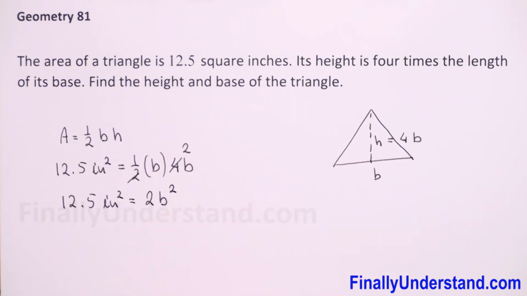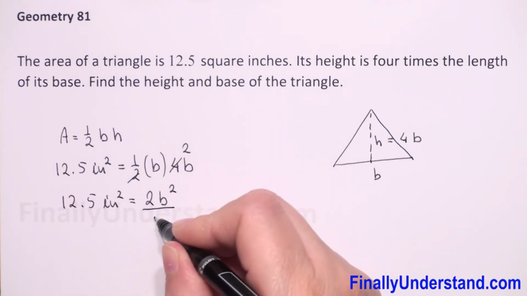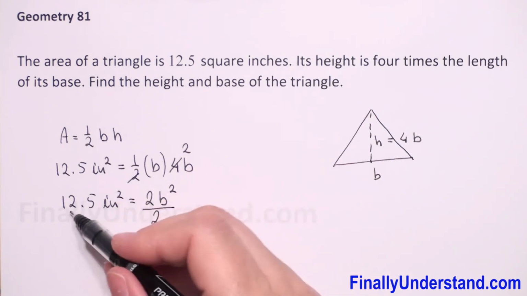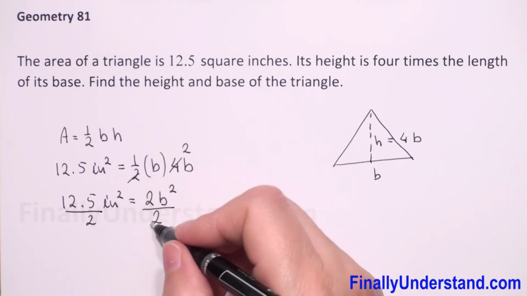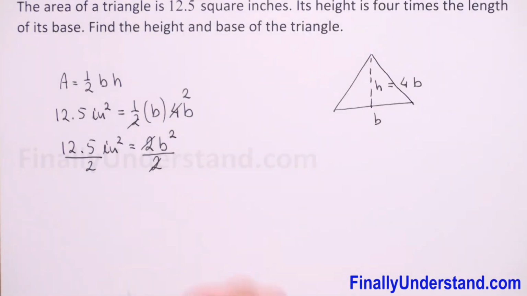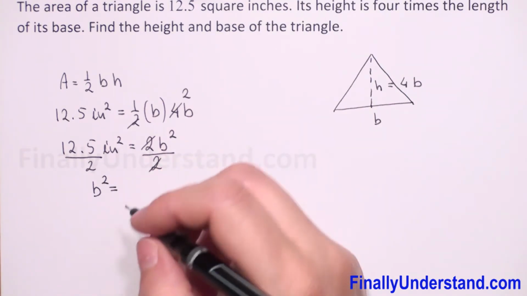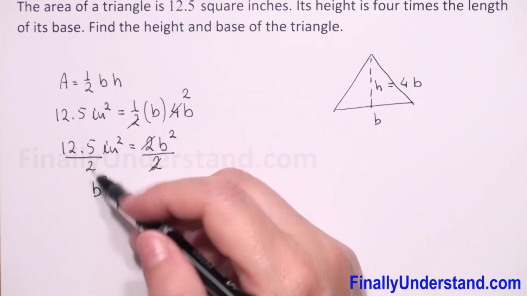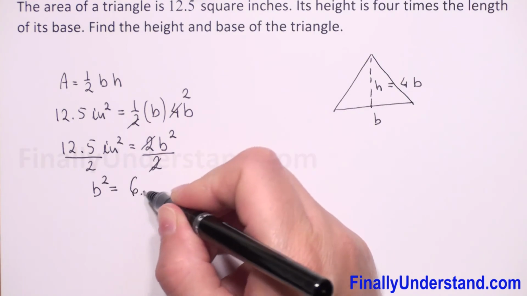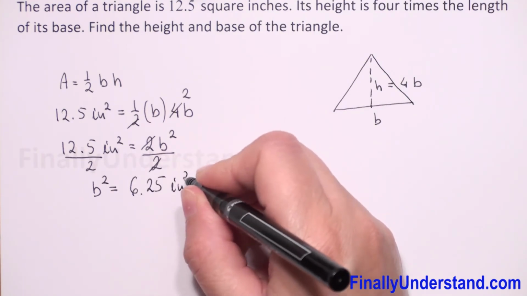So now I will divide both sides by 2 to find only b. So it will be 2 and 2, which we can reduce. I will change the sides and we have that b squared is equal to 12.5 divided by 2, which is 6.25 square inches.